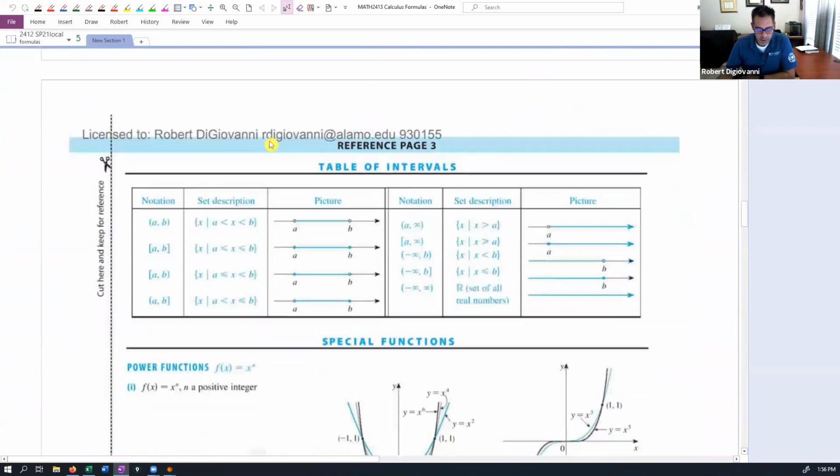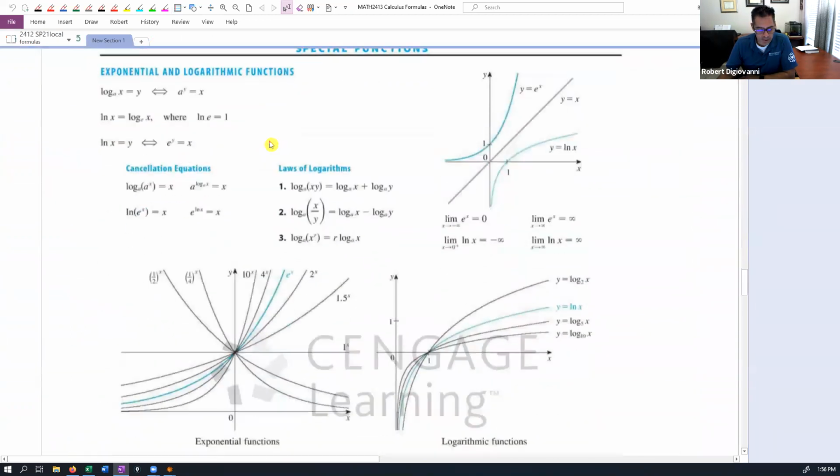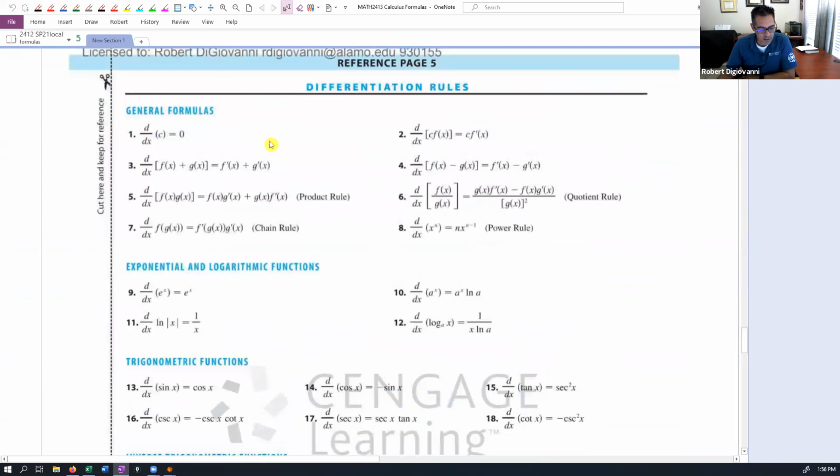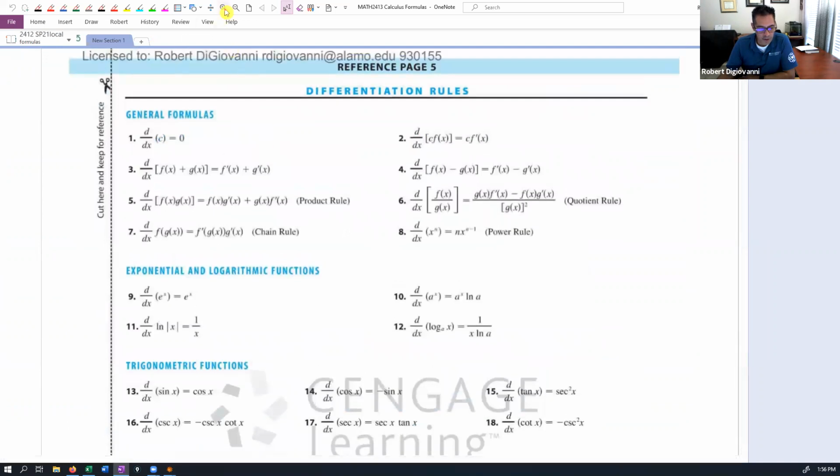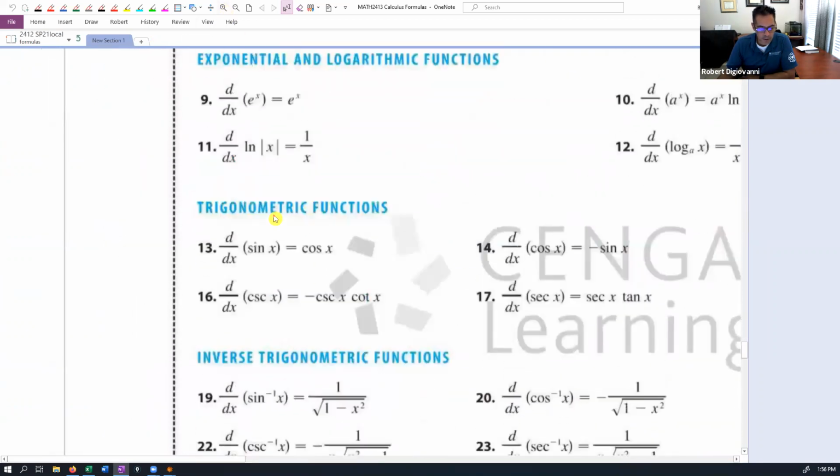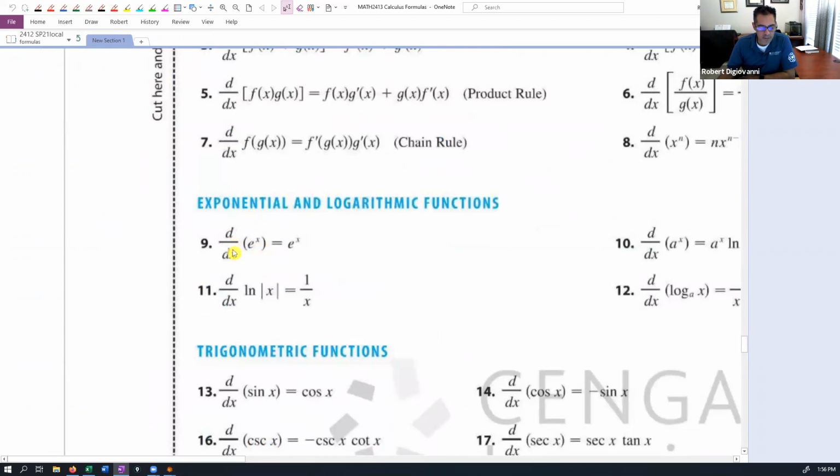Moving through here, derivatives. Where are you? There you all are. Okay, going to zoom in on this. The derivative of e to the x is e to the x.